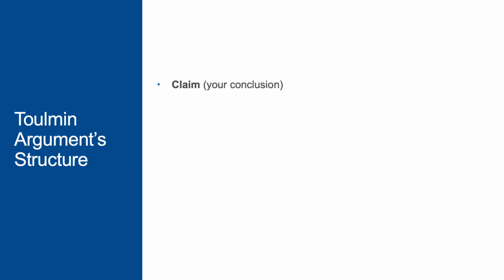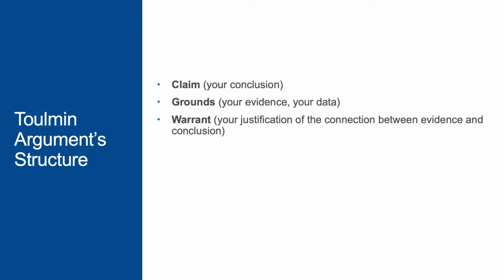It is the thing that you want to convince your readers, your listeners of being true or of being the case. How you do that then is by laying out grounds. That's your evidence, that's your data. That's the things that tell us this is the case. The next step after that is what's called a warrant. And this is your justification of the connection between that evidence, between those grounds, and that claim or those conclusions.